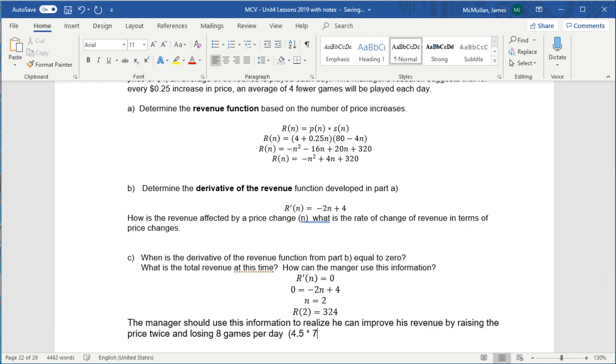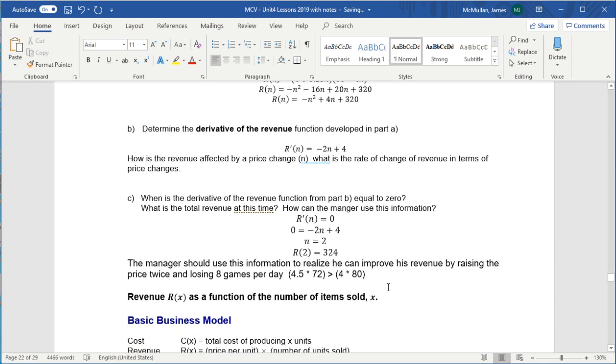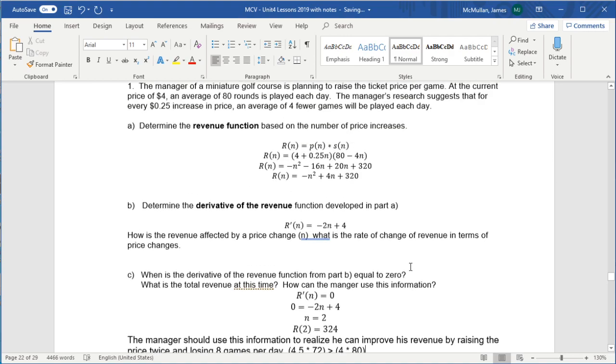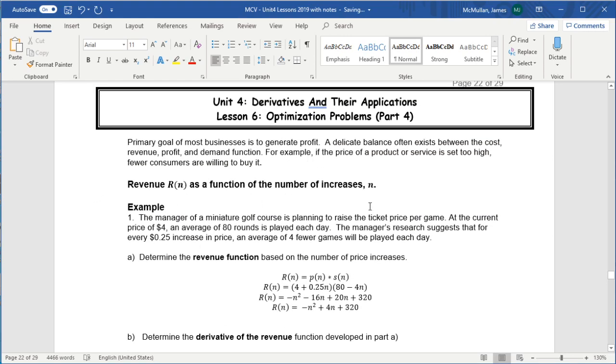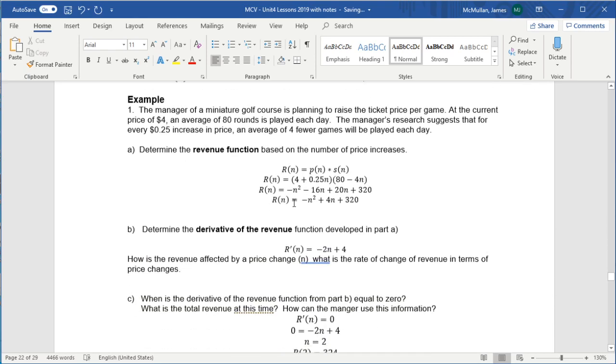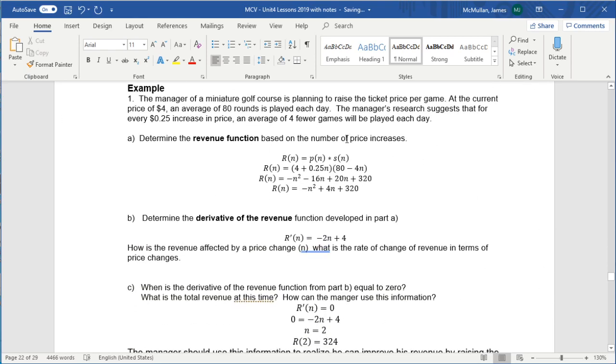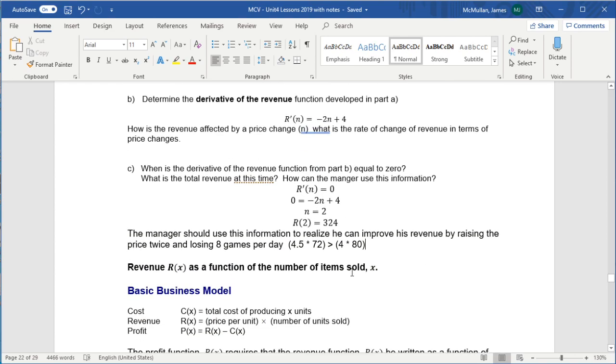450 times 72 games a day is greater than $4 times 80 games a day. Right? That's what we basically discovered. Okay. Now, this is all well and good, and if your question is only about revenue, this is perfectly legitimate. But the thing is, this is a quadratic, it's a grade 10 sort of approach to this question, and it doesn't really make a lot of sense with the rest of the concepts here.